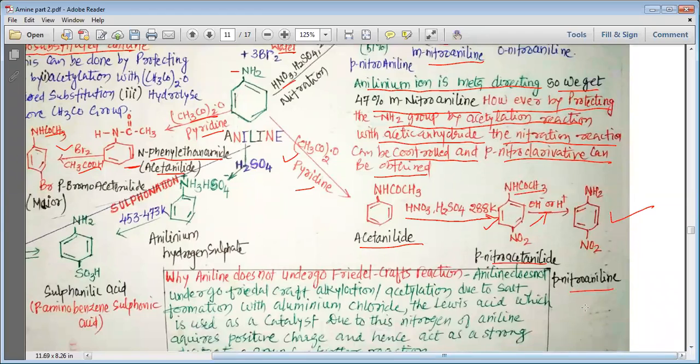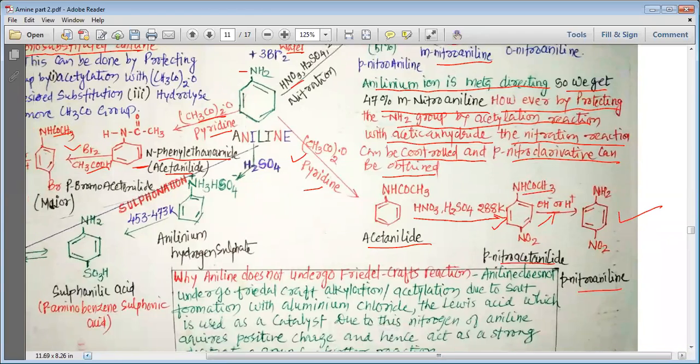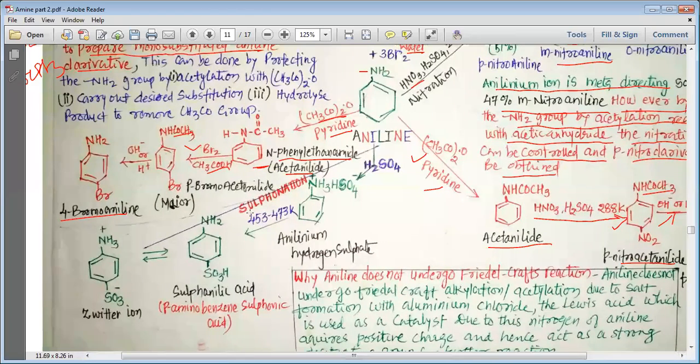Now dear students, we want to study the next reaction, which is known as the sulfonation of aniline. To do the sulfonation of aniline, first aniline is allowed to react with H2SO4. It should be concentrated H2SO4.